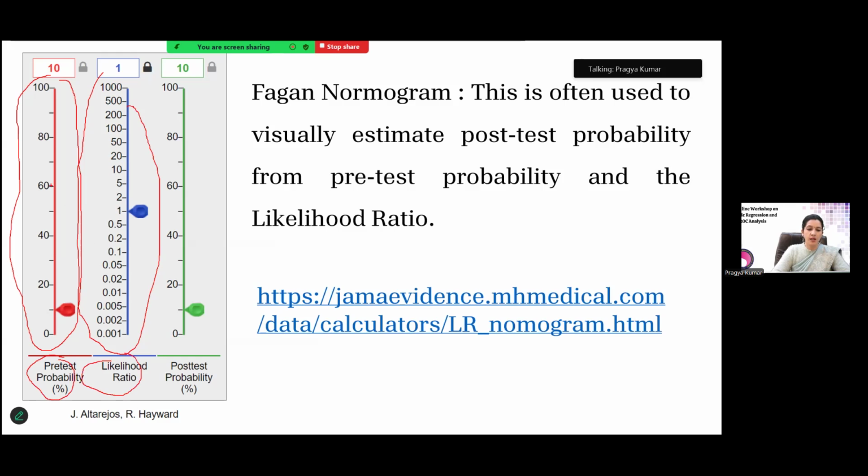So you draw a line. Let's say the pre-test probability is 50% and the LR is 10. Then I will draw a line like this, merging these two and extending it here, to 80. So my post-test probability will be 80%. This is how it is calculated, but you don't have to do this. We will see it is there in the graph.